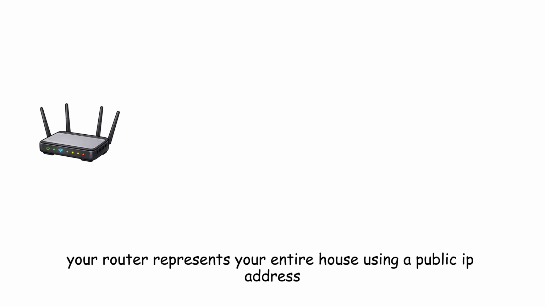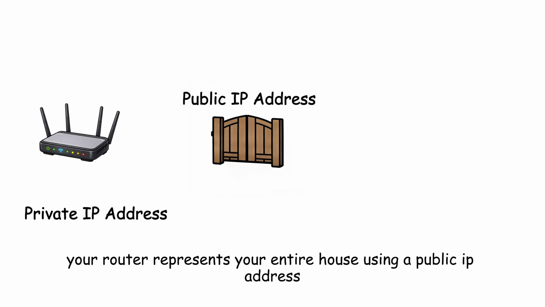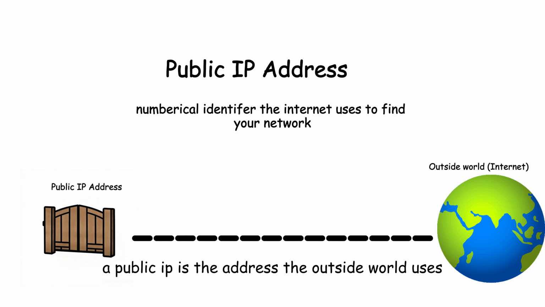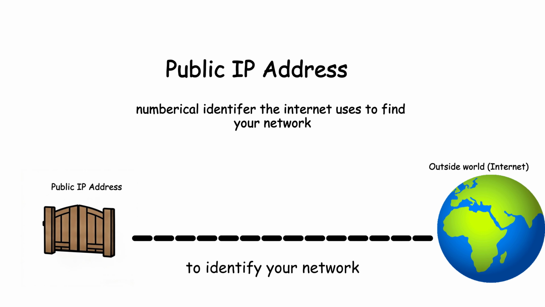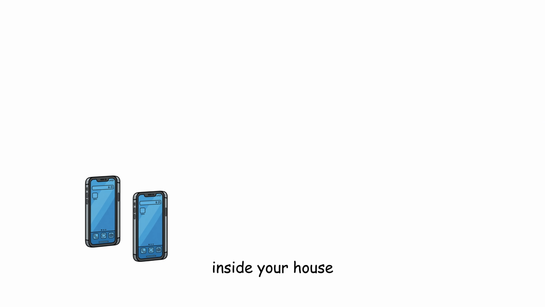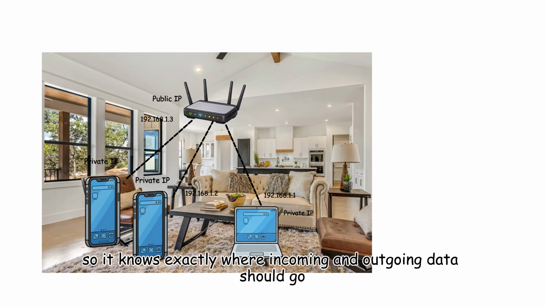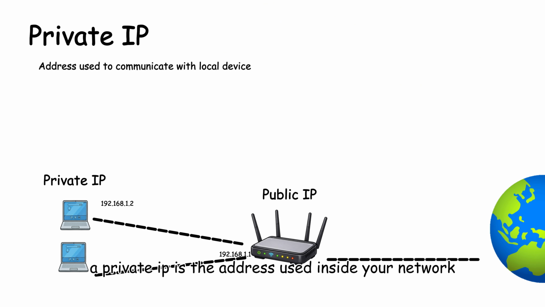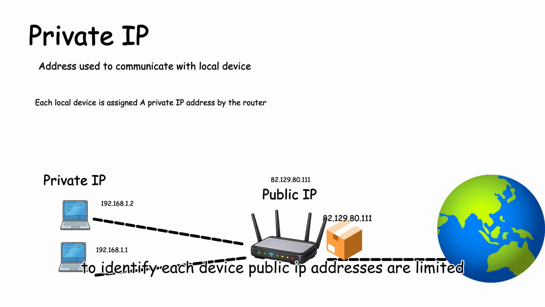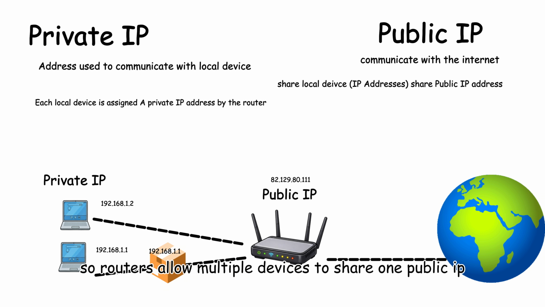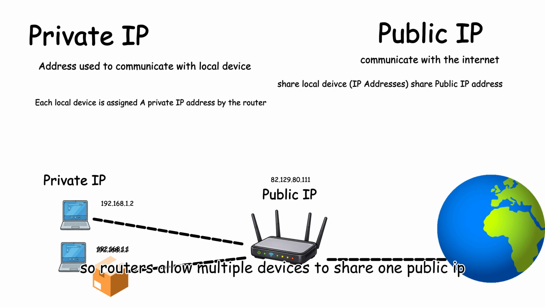To the internet, your router represents your entire house using a public IP address, basically the front gate to the web. A public IP is the address the outside world uses to identify your network. Inside your house, the router assigns private IP addresses to each device, so it knows exactly where incoming and outgoing data should go. A private IP is the address used inside your network to identify each device. Public IP addresses are limited, so routers allow multiple devices to share one public IP.